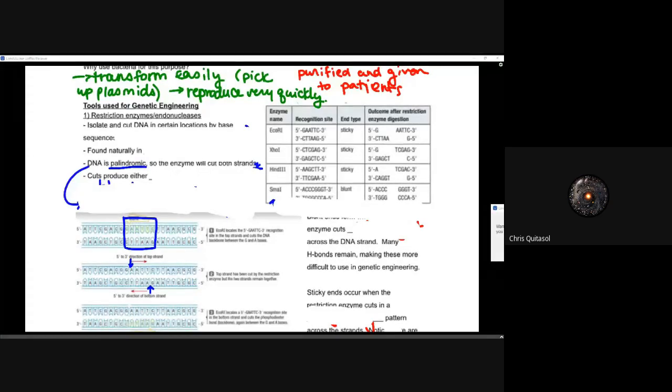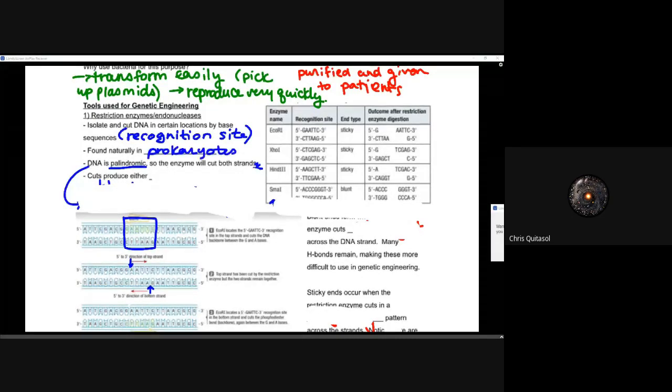I had a conversation with one student over the weekend about restriction enzymes. They're also called endonucleases. They are responsible for isolating and cutting out a very specific DNA section in a very specific location as a result of a very specific base sequence. So it's an absolutely specialized component of evolution. And this specific base sequence is called the recognition site.